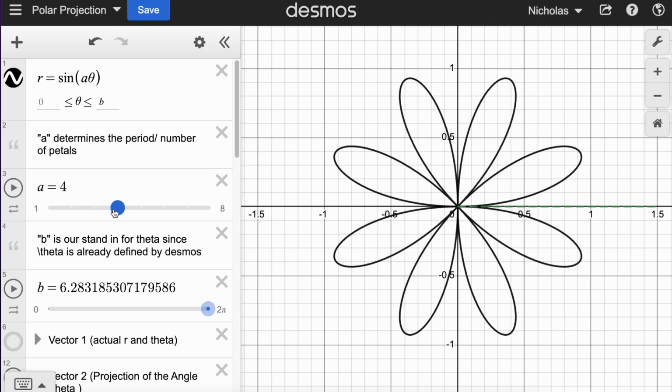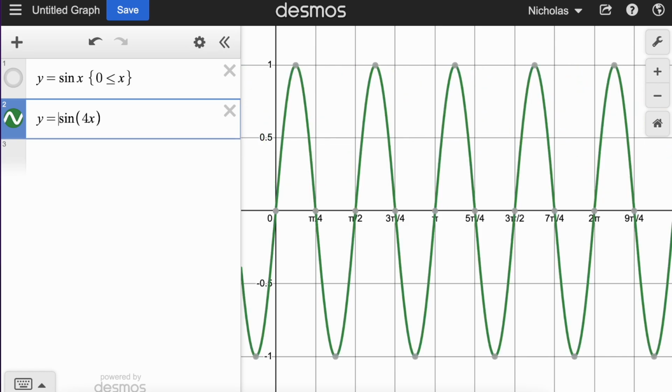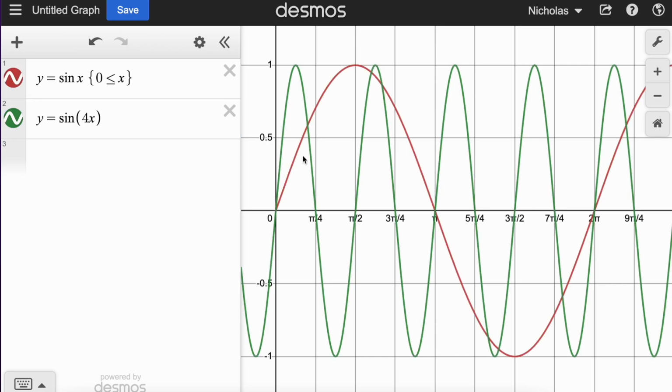So if I go with A equal 4, now I end up with 8 petals, because if I had sine of 4 theta, or 4x, compared to sine of just x, notice that I get 1, 2, 3, 4, 5, 6, 7, 8 max and minimum values, up to the max, back down to the min, in the time it takes me normally to go 1 full max and then min. Because everything's happening 4 times as fast. So instead of doing 1 max and 1 min, 2 full things in 2 pi, now 4 times as fast, I do 1, 2, 3, 4, 1, 2, 3, 4, a total of 8 in 2 pi.